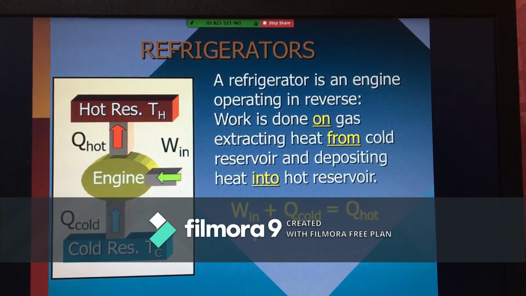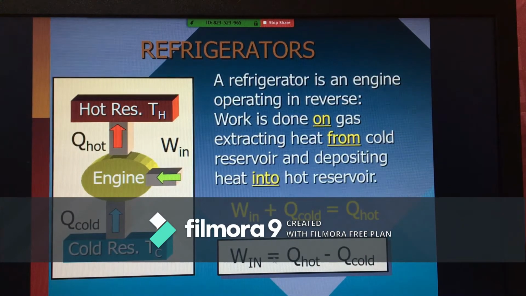So the formula for refrigerators is the work input plus Q cold equal to Q hot. Okay, so na-reverse yung formula, class. Sorry, work input equal to Q hot minus Q cold.